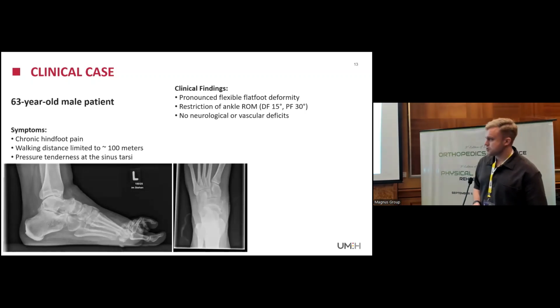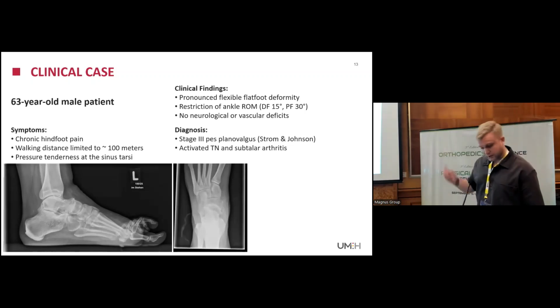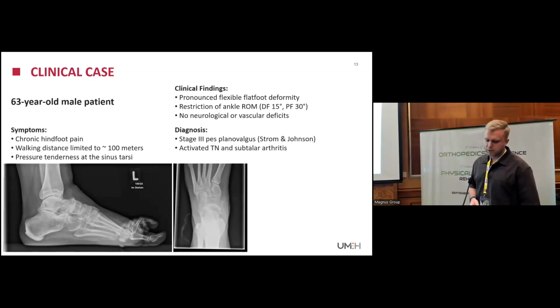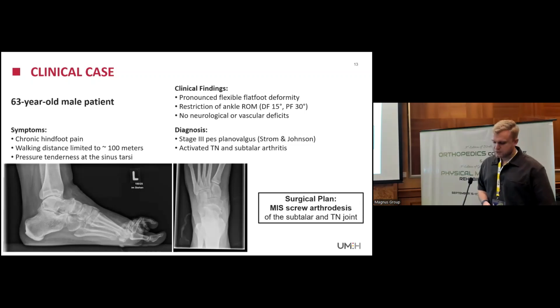When we had this patient in our outpatient clinic, of course, we performed an X-ray of the joint, and we saw a stage 3 pes planovalgus and activated TN and subtalar arthritis. So our plan was, of course, that patients who are not complaining about chronic hindfoot pain you would treat conservatively. But if this fails, then you plan to do surgery. And in this case, we planned a screw arthrodesis of the subtalar and the TN joint.